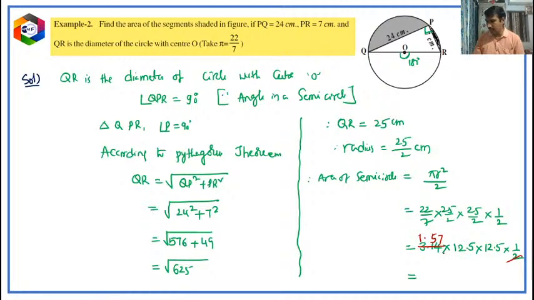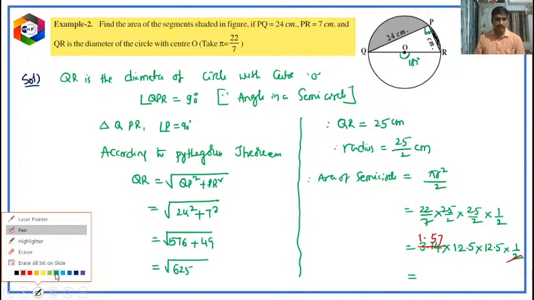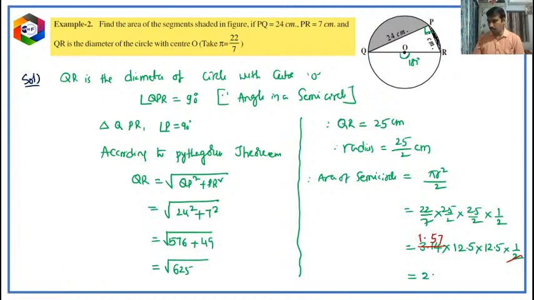245.53. Yes, well done. So the answer for this is 245.53 centimeter square. This is the area of the semicircle. Okay, now this part, you are able to multiply 1.57 into 12.5 into 12.5, that is.